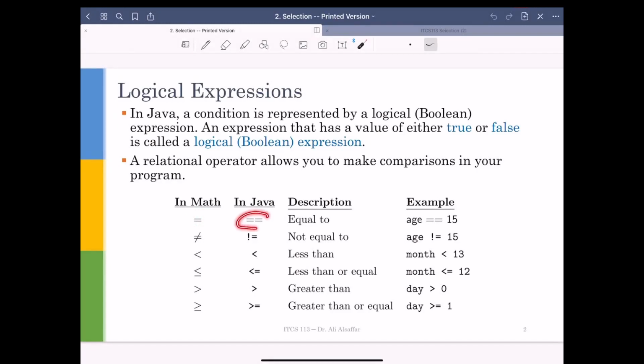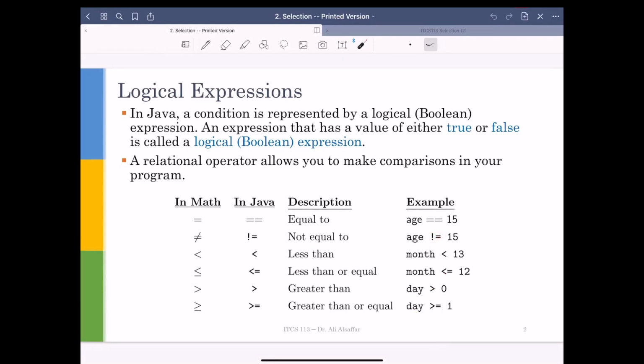So we have to use double. So if you want to check for equality, you check for double equal. Here are some examples. If you want to say that day is, for example, greater than or equal to 1. So this is how you write greater than or equal to 1, greater than 0, less than or equal to 0, less than, not equal, and equal equal.